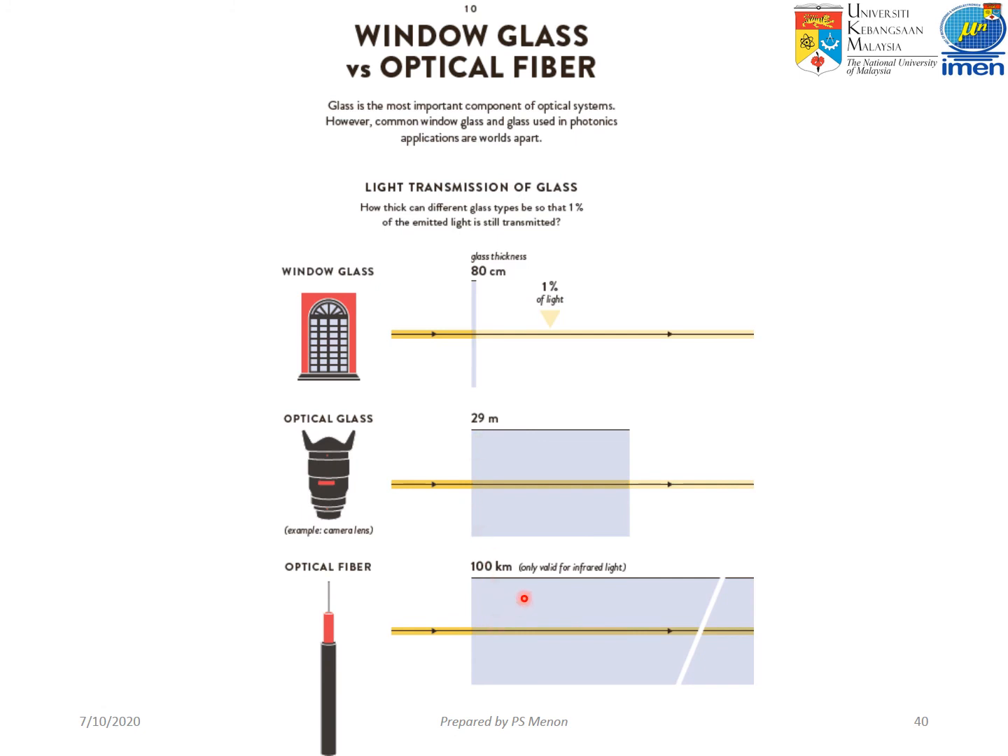And in an optical fiber, in order to obtain 1% of the emitted light, the optical fiber can be 100 kilometers thick, so very thick, or very far. The light can transmit very far just for 1% of the light to still be transmitted. That means you send here, after 100 kilometers you can still receive. For an optical glass, you transmit here, after 29 meters you can receive 1%. For a window glass, after 80 cm, you can get back 1% of the light. So this is very thin, using a window glass versus an optical fiber.